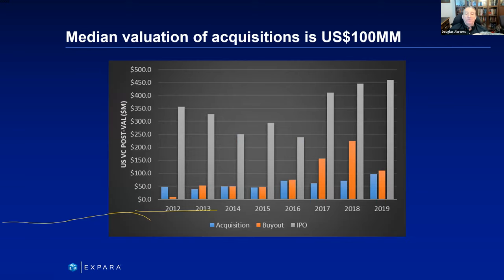And if you look at the value of these trade sales, you'll notice in a lot of my examples, I have referred to a $100 million exit valuation. That's not just coincidence. The reason I often use 100 million as exit valuation is that as of 2019, the median valuation for a trade sale exit was around US $100 million.